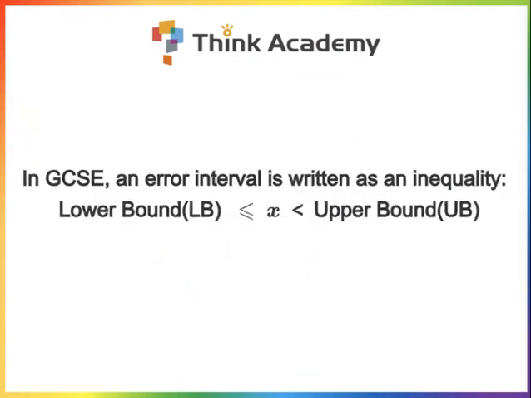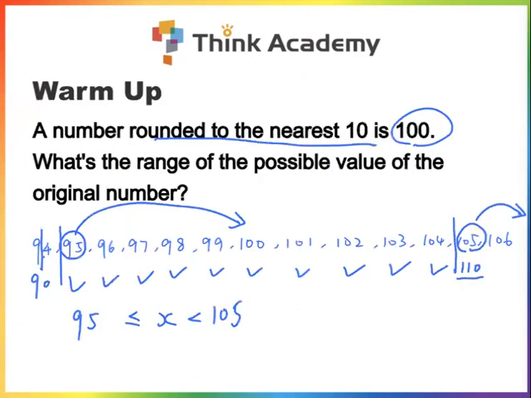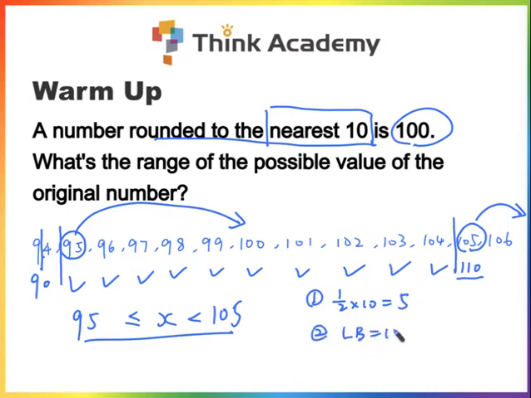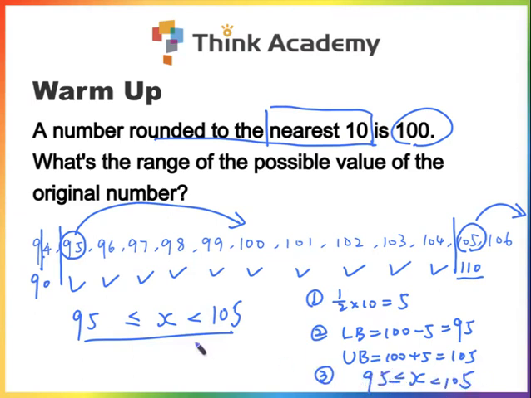Now let's go back to the initial example and see if it works. Over here it is round to the nearest 10, so the degree of accuracy is 10. If you want to find this out instead of listing all the numbers, you first halve the 10, write it as 5. Then to get the lower bound, you do 100 take away 5, which is 95. To get the upper bound, that is 100 plus 5, that's 105. And lastly, if you want to write it as an inequality, you do x is greater than or equal to 95 and less than 105, which is exactly what we had here. Hope it makes sense.